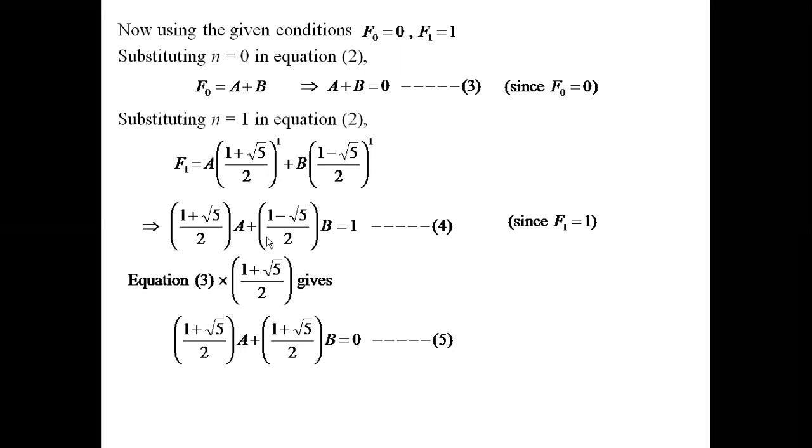Now observe equations 4 and 5. The expression for A is common, so I can just subtract equation 4 and 5 so that A cancels and we can obtain an answer for B. So equations 4 and 5, we subtract 4 minus 5 to get 1 minus root 5 divided by 2 minus of 1 plus root 5 divided by 2 into B equal to 1. So simplifying this, B value is equal to minus 1 by root 5.